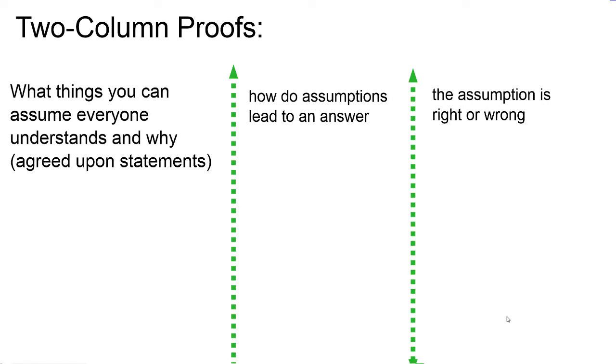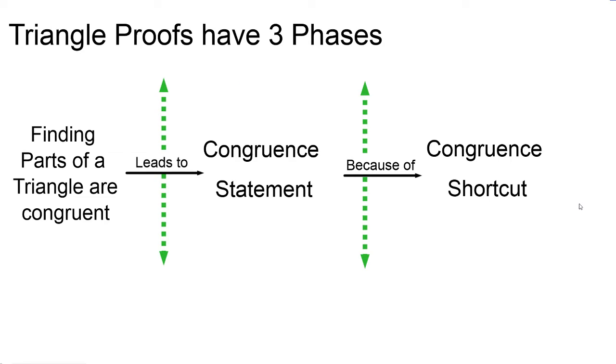So, two-column proofs. A two-column proof consists of what things you can assume everyone understands, and why. So they're agreed upon statements. And that takes us to how these assumptions lead to an answer, where the assumption is either right or wrong. So how does it apply to triangles? These proofs have three phases.